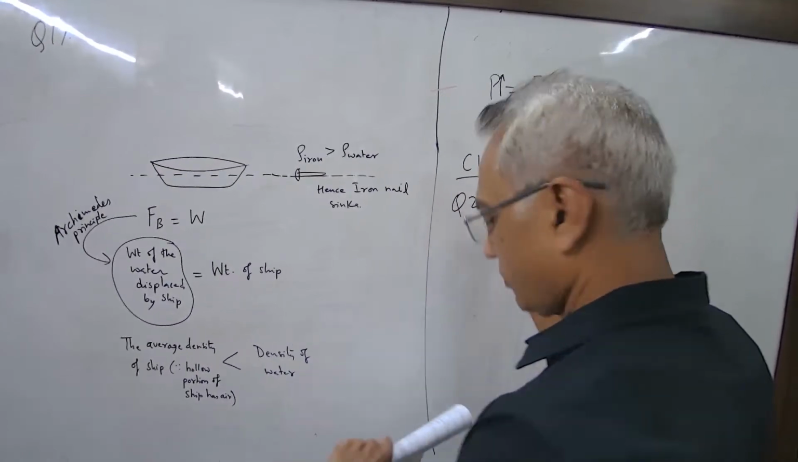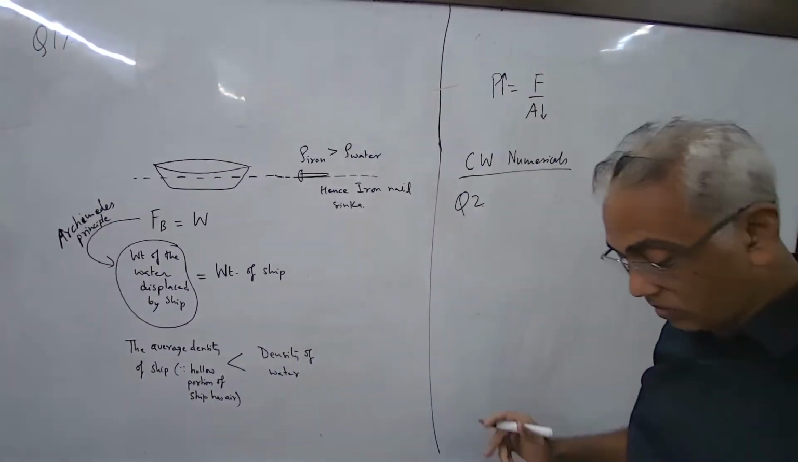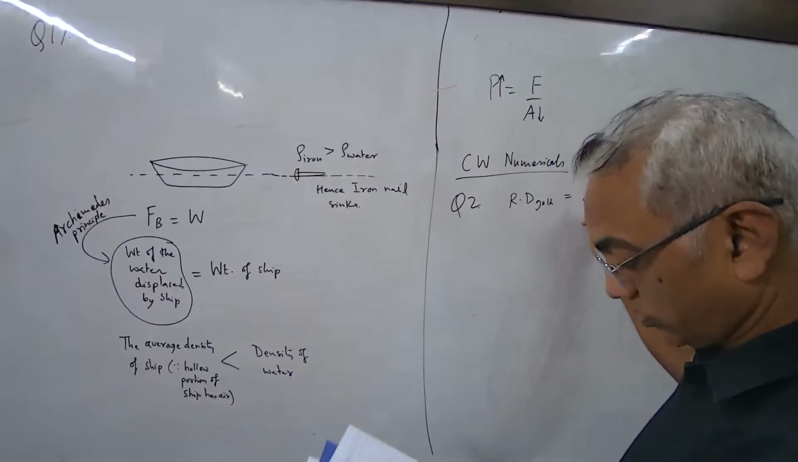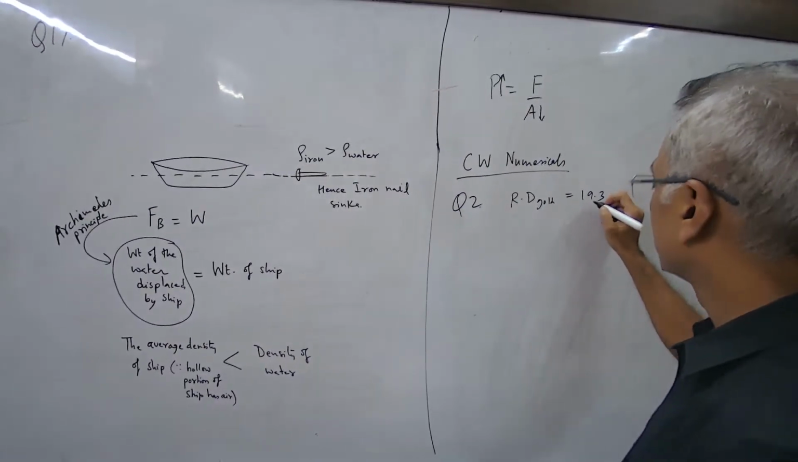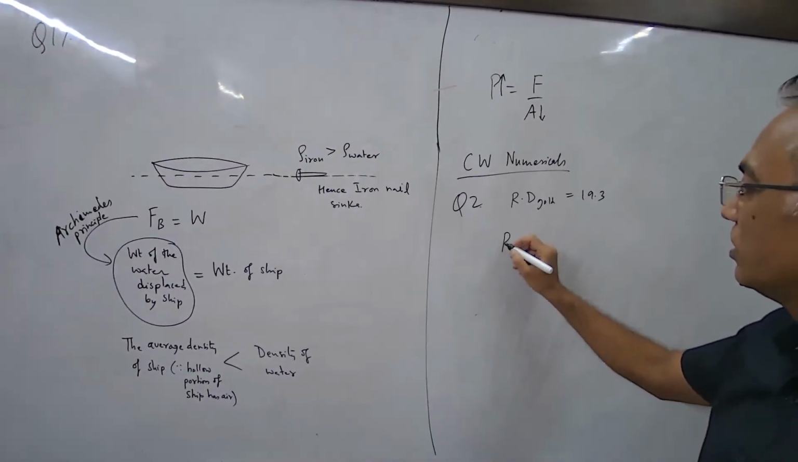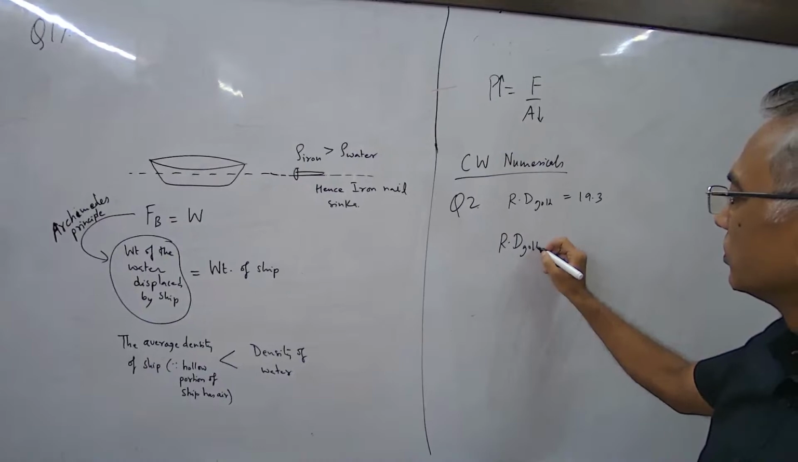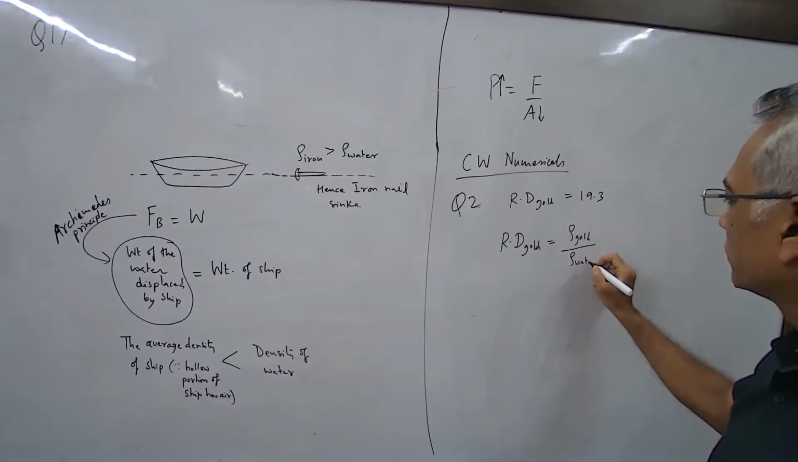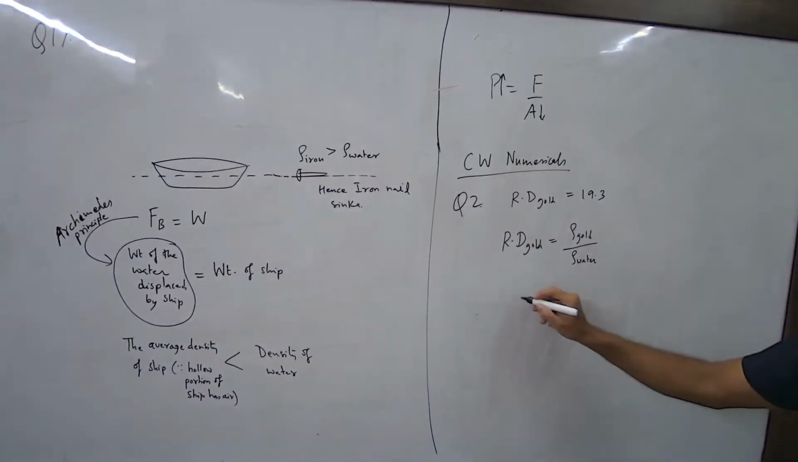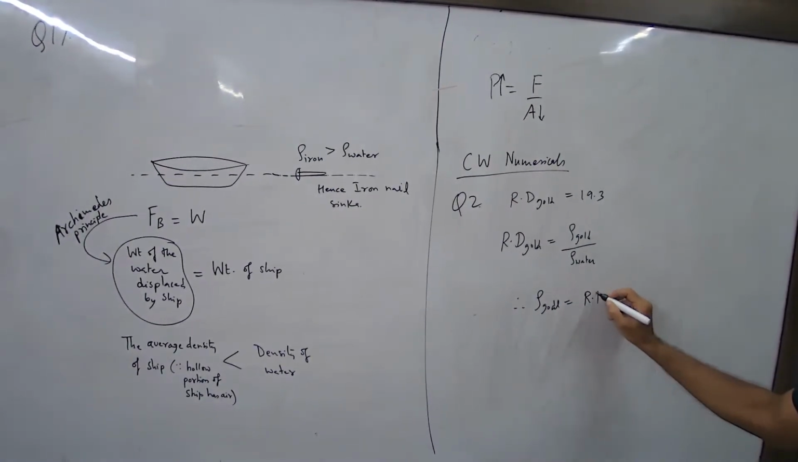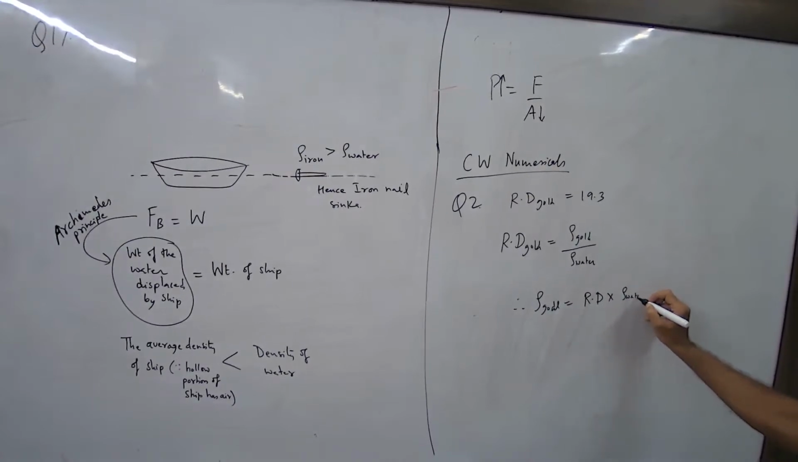What is question 2? Relative density of gold is given to you as 19.3. Express the density of gold in SI unit. So what is the relation between RD of gold? RD of gold is density of gold divided by density of water. So what is density of gold therefore? Density of gold is equal to RD of gold into density of water.